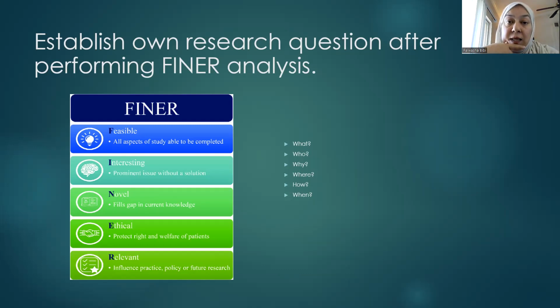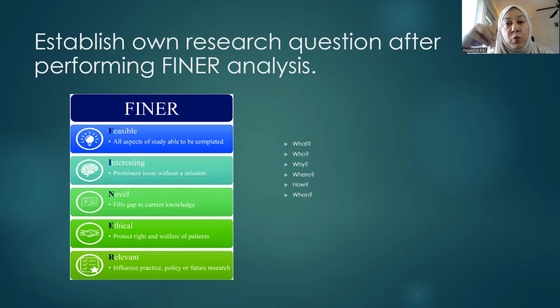Then, is the question ethical? When I do my research, I will not be harming anybody. I will not be violating patient confidentiality. I will not be asking any unethical questions. And the answer to my research question is not something that may harm an industry, may harm a concept. So it's the ethical part of the question that needs to be addressed.